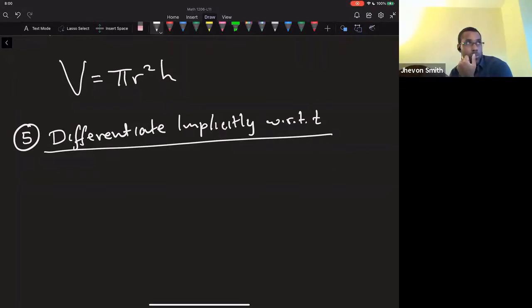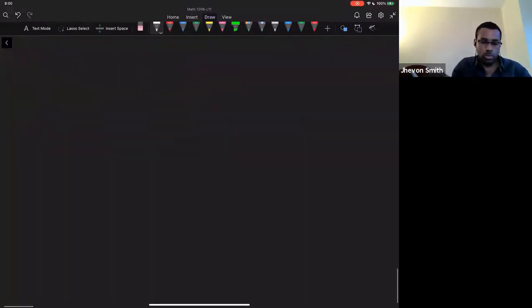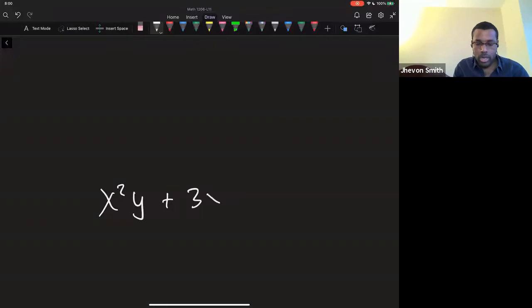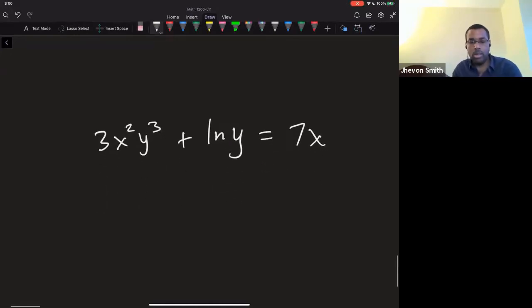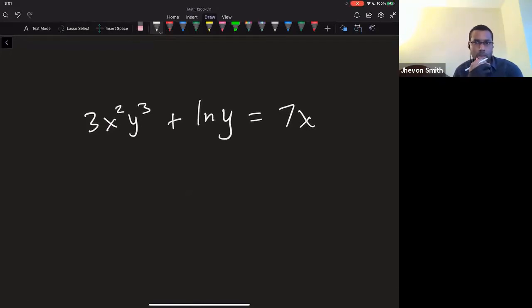Mm-hmm. And when would you write dy/dx? If you're trying to just differentiate, maybe. So let's say here x squared y plus 3x squared y cubed, I should have just put 3x squared y cubed, plus ln of y equals 7x. If you wanted to differentiate that, how would you do it?